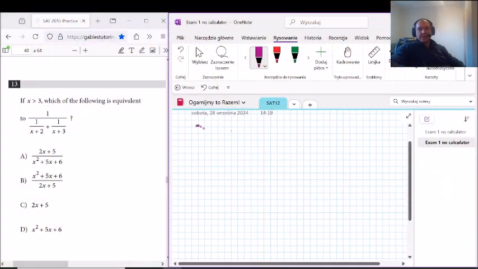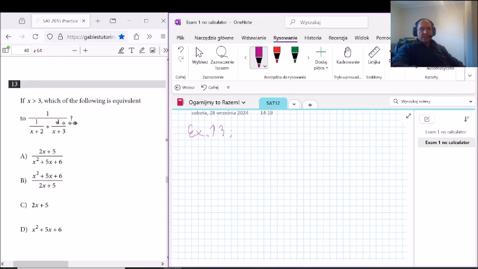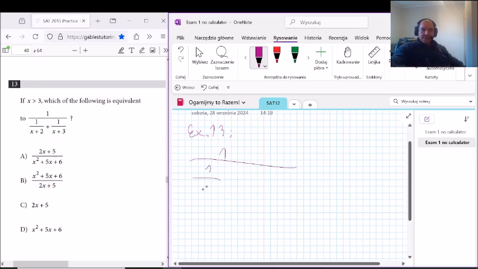Exercise 13. So, if x is bigger than 3, which of the following is equivalent to 1 divided by 1 by x plus 2 plus 1 by x plus 3? Okay, so let's just clean this up. First, let's rewrite this. So, to clean it up, we need a common denominator.